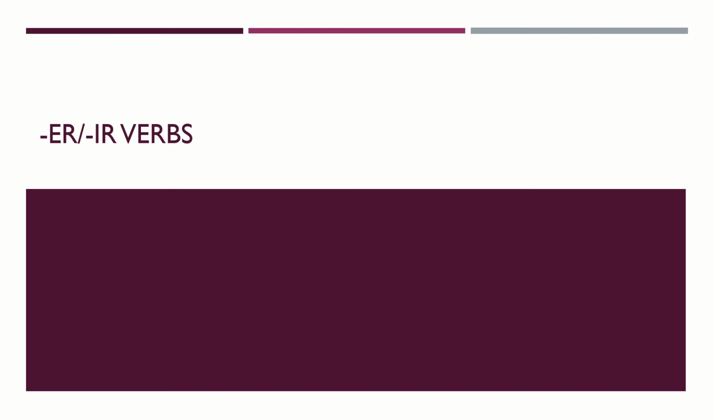So you may remember that we have talked about verbs that end in the letters AR already. So in Spanish, you have to remember that there are a total of 3 types of verbs. The first one being AR verbs, which we've already talked about. And then we have verbs that end in the letters ER, and then we have verbs that end in IR. So today we're going to be talking about ER and IR verbs together because they're kind of similar, okay?